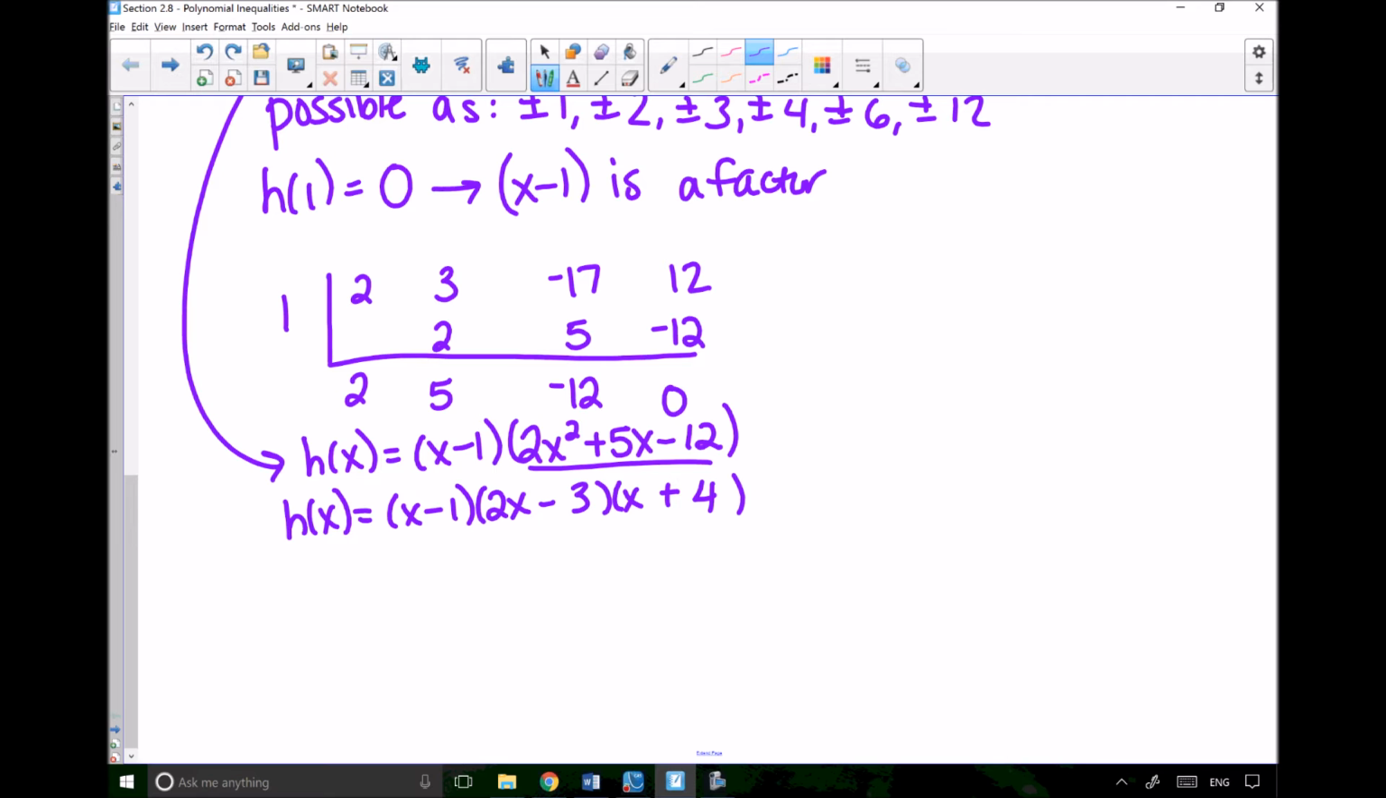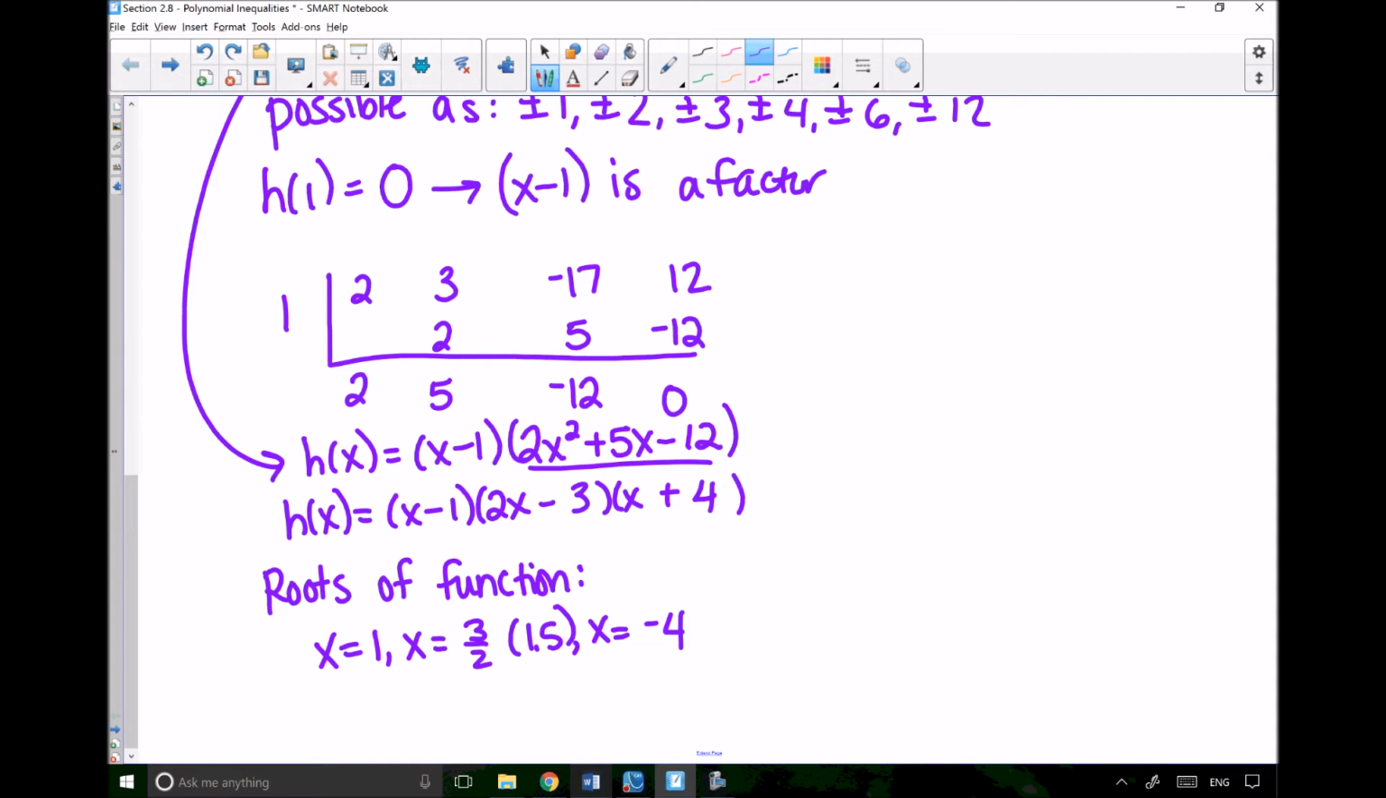Okay, so based on that, I factored everything here. I can figure out the roots of my function. So I can say that the roots are x equals 1, x equals 3 over 2, or 1.5, and x equals negative 4.